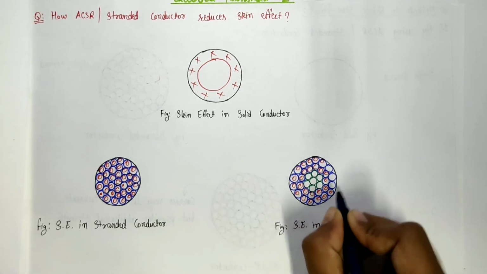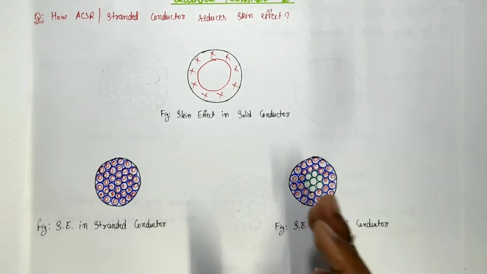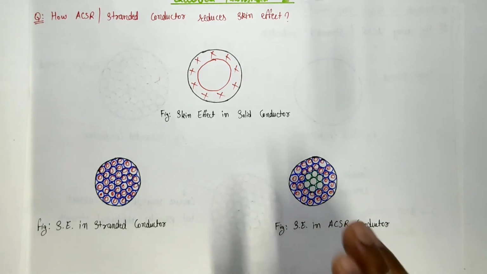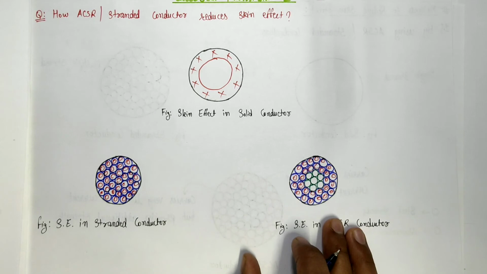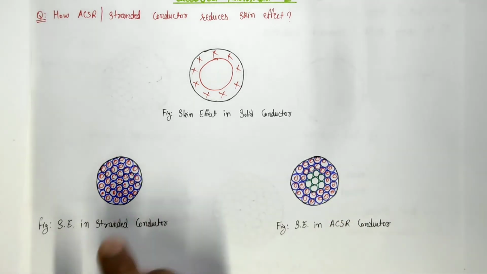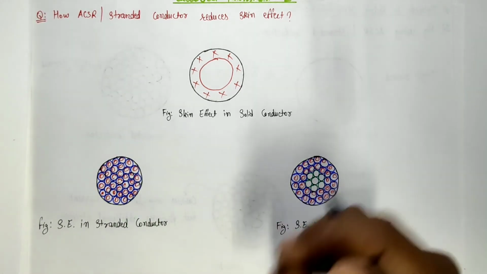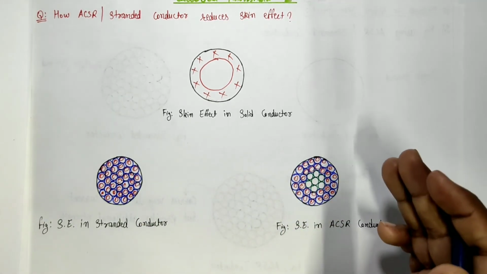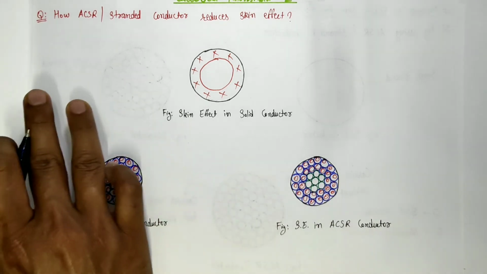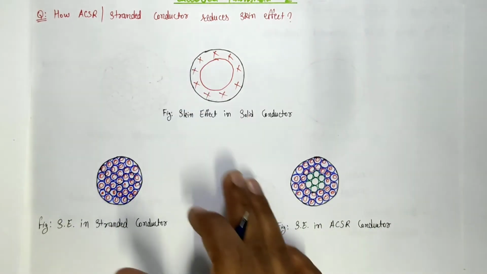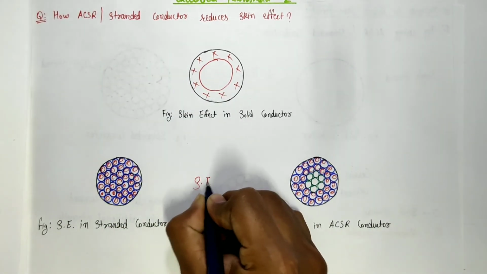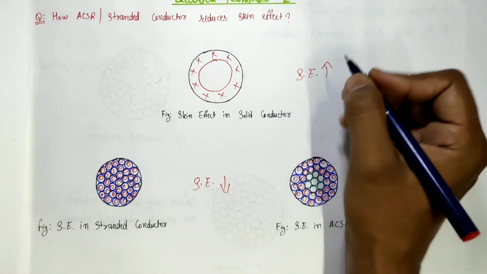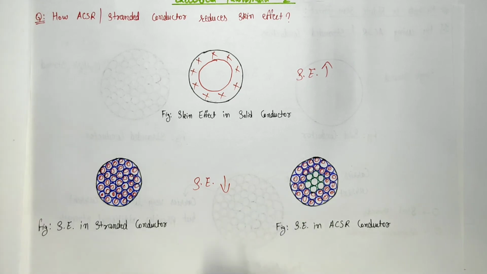to the solid conductor, due to which what will happen? Effective cross-sectional area is increasing, due to which the effective resistance will decrease in case of stranded and ACSR conductor if we compare these conductors with solid conductors. Therefore, the losses will also decrease and efficiency of this conductor increases, which is good for the system. That's how in case of ACSR and stranded conductor, skin effect reduces, and in case of solid conductor, skin effect is more as compared to stranded and ACSR conductor.